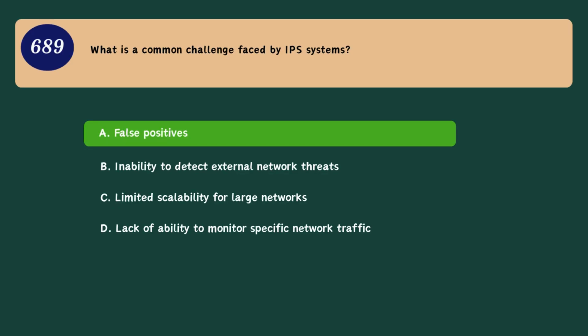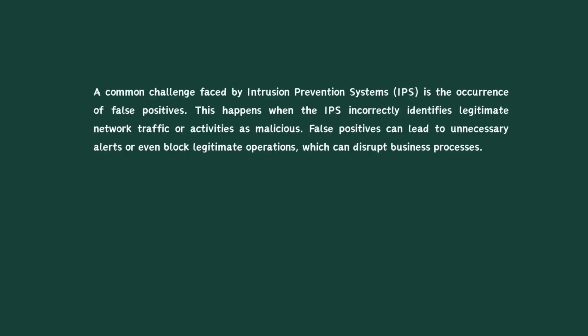Correct answer. A. False positives. A common challenge faced by intrusion prevention systems, IPS, is the occurrence of false positives. This happens when the IPS incorrectly identifies legitimate network traffic or activities as malicious. False positives can lead to unnecessary alerts or even block legitimate operations, which can disrupt business processes.